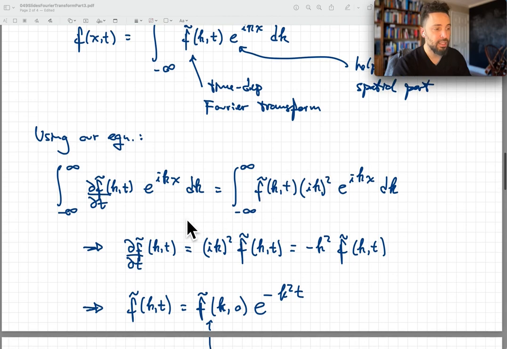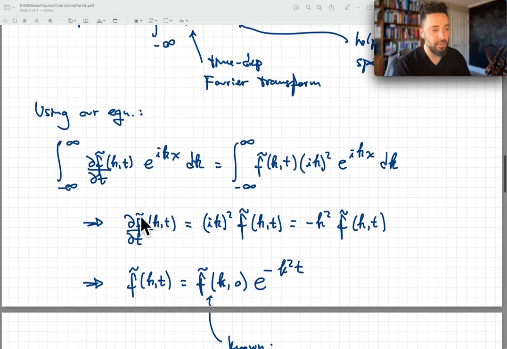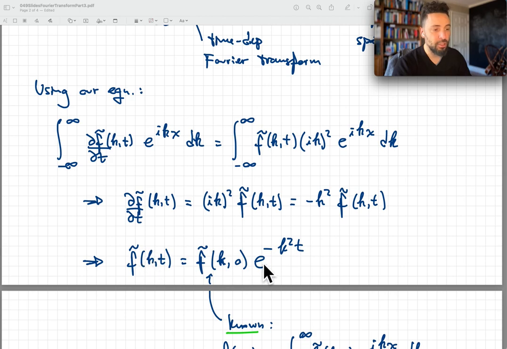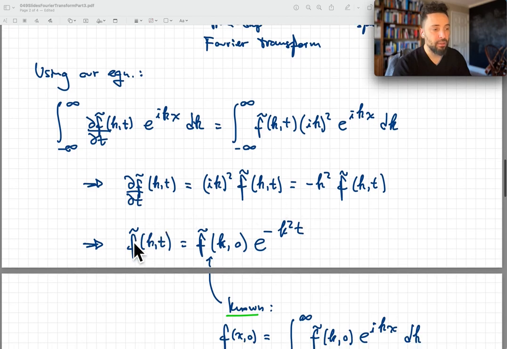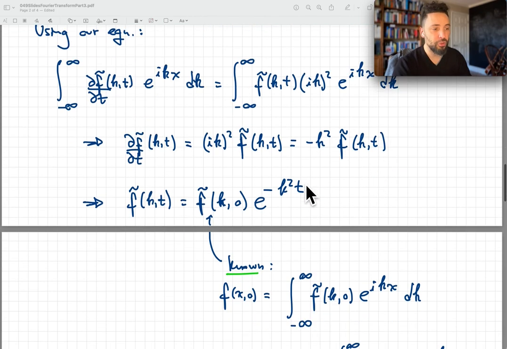In other words, this first derivative of f tilde with respect to time has to be equal to ik squared times the function f tilde. And so what function do you know such that when you take one derivative with respect to a variable, in this case time, you get a factor times the same function? Well, that is, of course, an exponential. And so if you simplify the ik squared here and you write it as minus k squared, then you would obtain that the differential equation is simply that the time derivative is minus k squared times the function itself, and the solution to that is simply this.